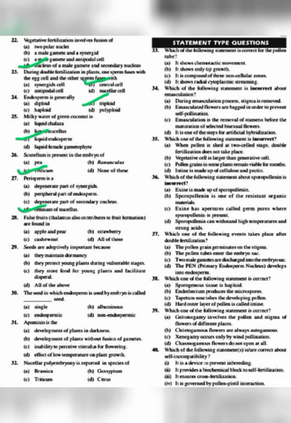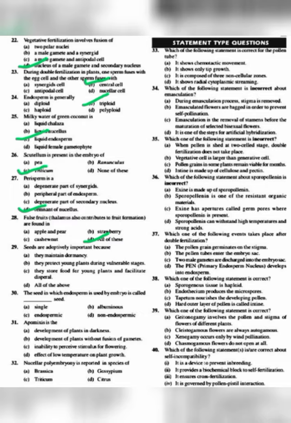28. False fruit are found in A. apple and pear, B. strawberry, C. cashew nut, and D. all of these. So false fruits are those in which, in addition to the ovary, other floral parts also contribute to the development. Examples: apple, pear, strawberry and cashew nut. So 28, it is coming D, all of these.